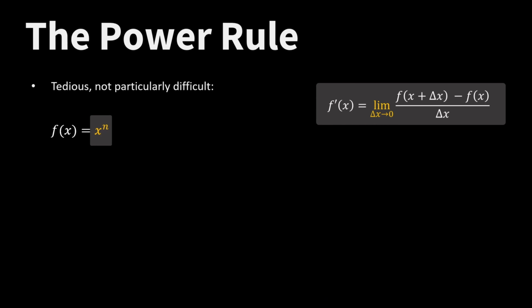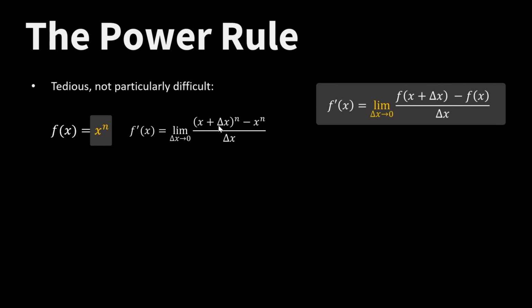Now we look at a very important rule, the power rule. It's called the power rule because we look at powers of n. Here n is a constant. It's also a very powerful rule. So what is the derivative of x to the power of n? We simply plug it into our limit. F at x plus delta x is now x plus delta x to the power of n. F at x is x to the power of n.